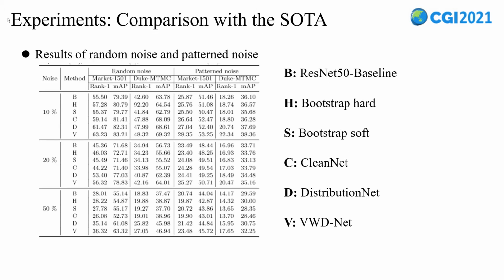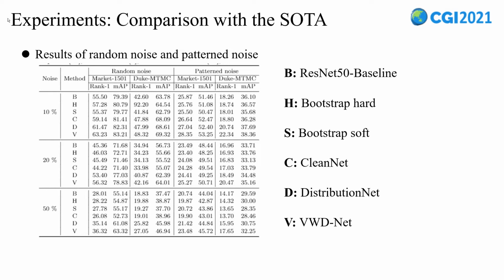We adopt rank-K and mean average precision, mAP, to evaluate our method. In particular, B is the ResNet 50 baseline, H is bootstrap hard, S is bootstrap soft, C is CleanNet, D is distribution-net, and V is our VWD-net. We can observe the following results. 1. Our VWD-net has the best performance among all compared methods.